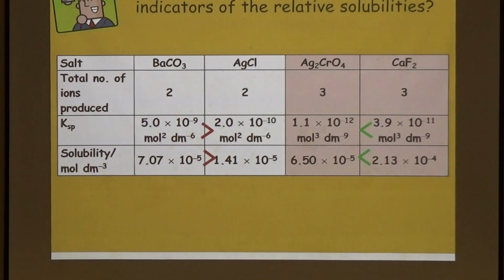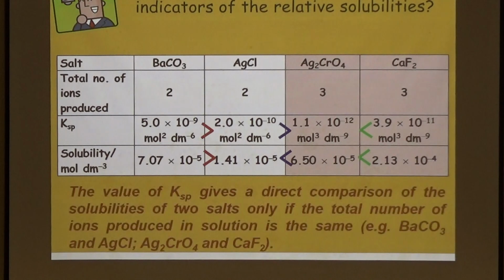Personally, you should only use KSP to compare the solubilities when the number of ions are the same. If the number of ions are different, it can lead you to a wrong conclusion.